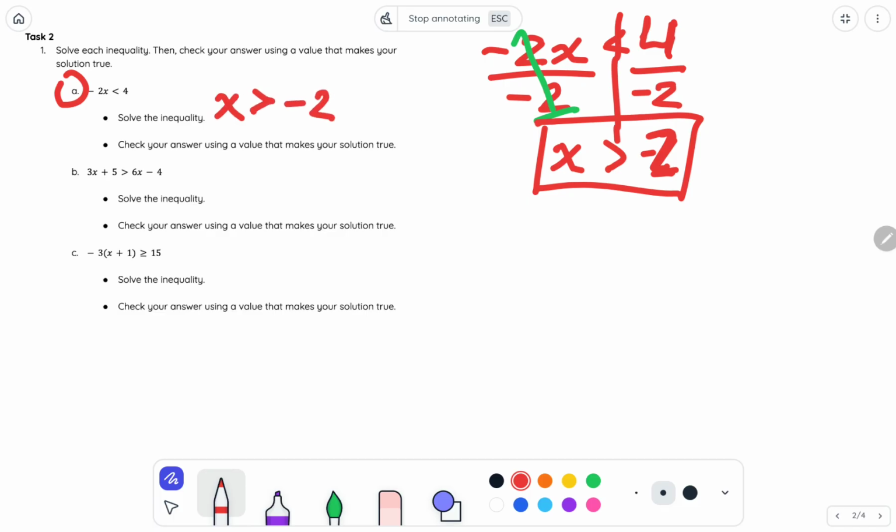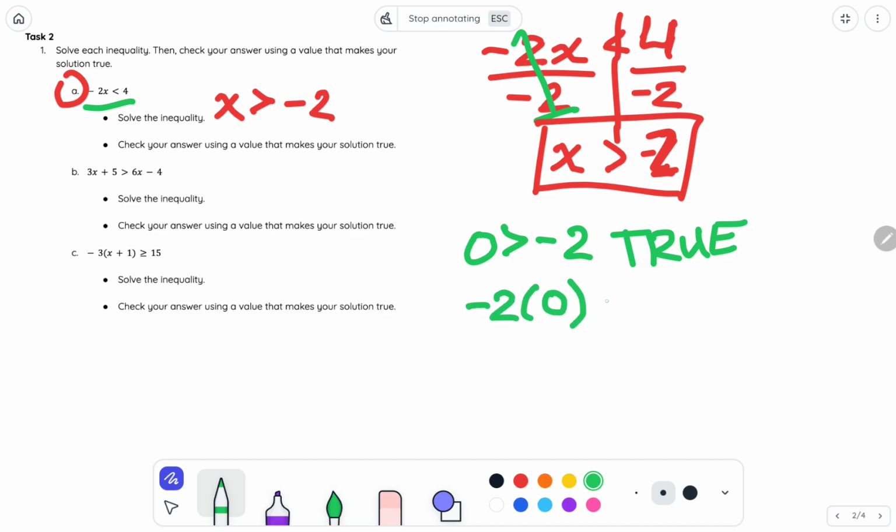And we can check our answer by plugging in a value that is greater than negative 2, plugging it into our original inequality and seeing if it still makes a true statement. So we know that 0 is greater than negative 2, right? This is true. So let's plug 0 into our original inequality and see if it's true. So we have negative 2 times 0 is less than 4. Well, negative 2 times 0 is 0. 0 is less than 4 is true. Okay, so we plugged in 0 and we saw that A is true for everything that's greater than negative 2.